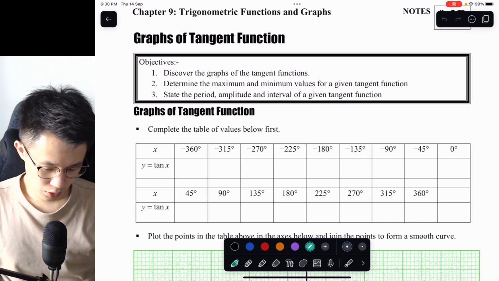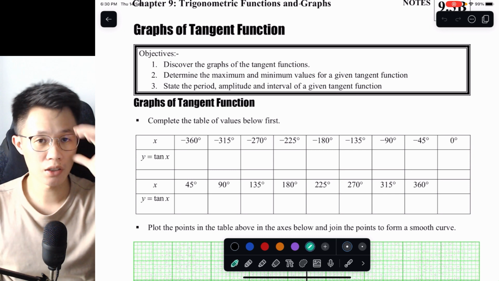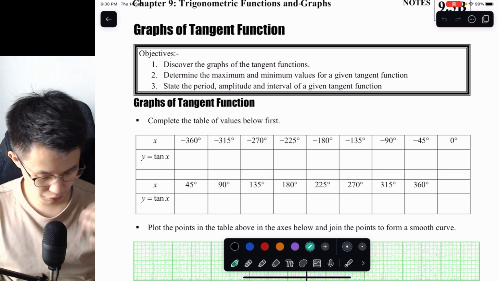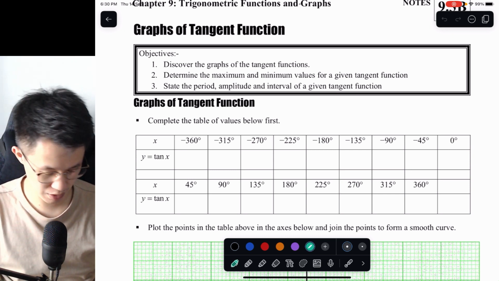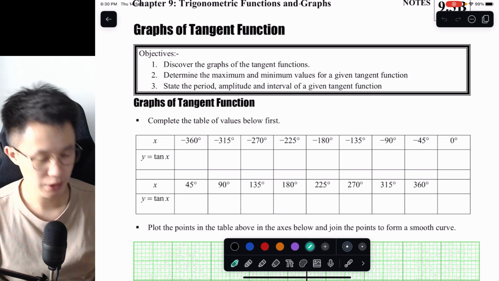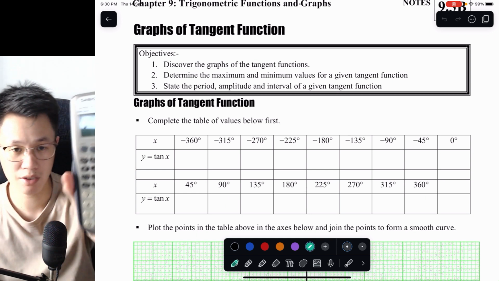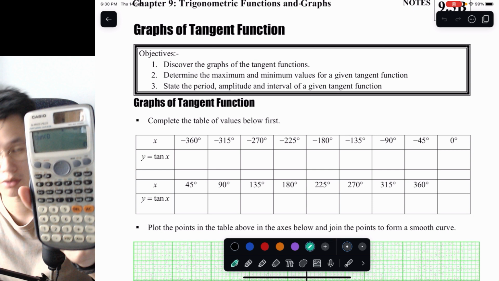Okay, so you're gonna start on tangent functions, and if you want to, you can pause this video first and try to fill out the tables of values below. But if you're stuck, you can come back to this and see a bit of explanation. Now you should be using your calculator to fill out these values. So you just sub in the values of x, and you will get a tangent value here.